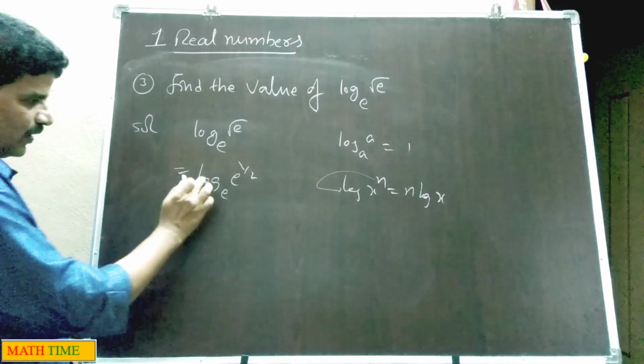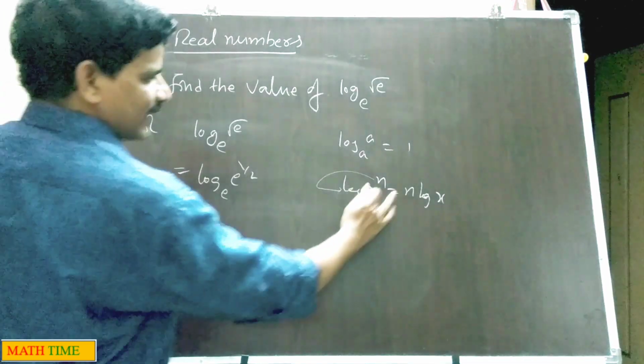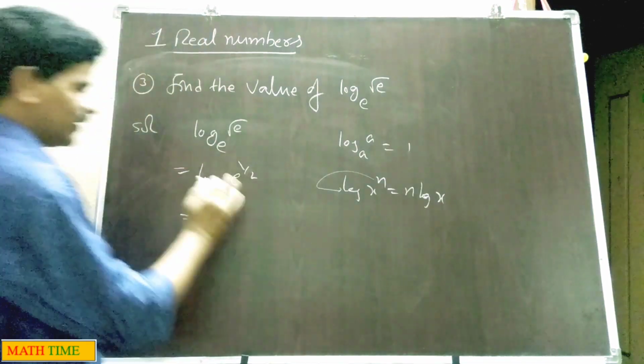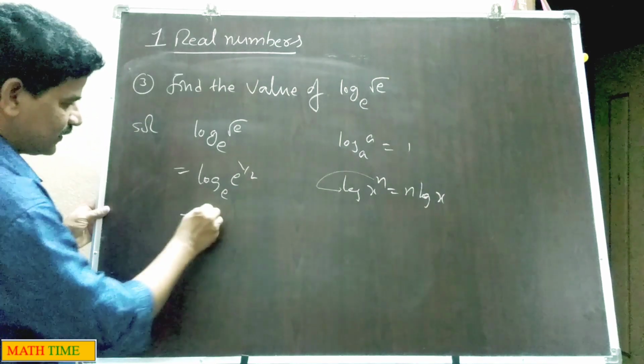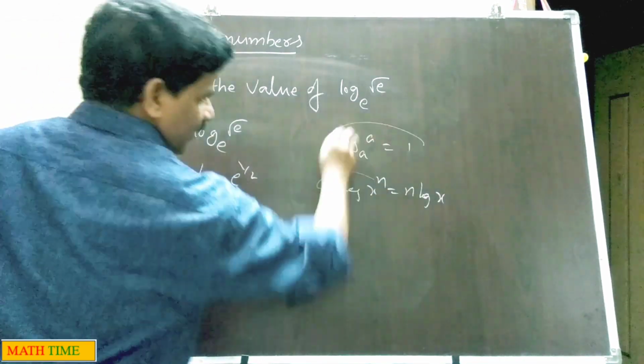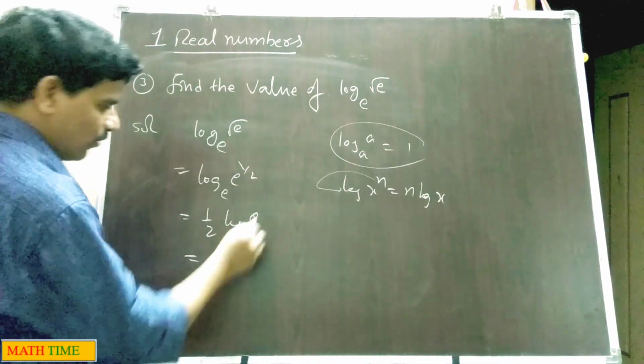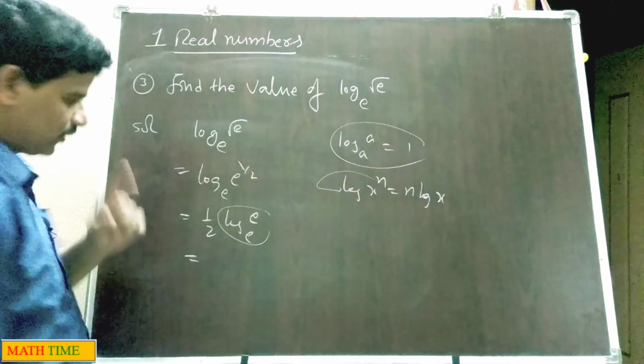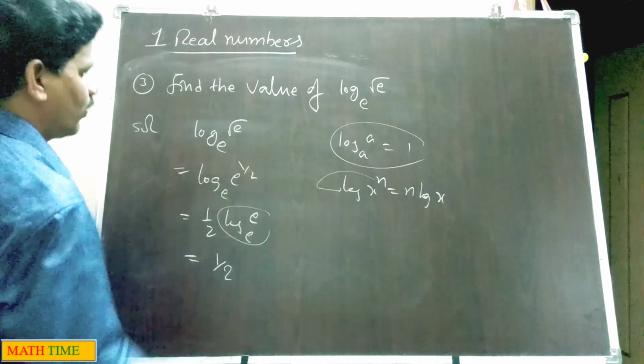Now it is log x power n. Log x power n can be written as n log x. Similarly log e power half can be written as half of log e to the base e. What is log a to the base a? 1. Similarly what is log e to the base e? 1. Therefore your answer is 1 by 2.